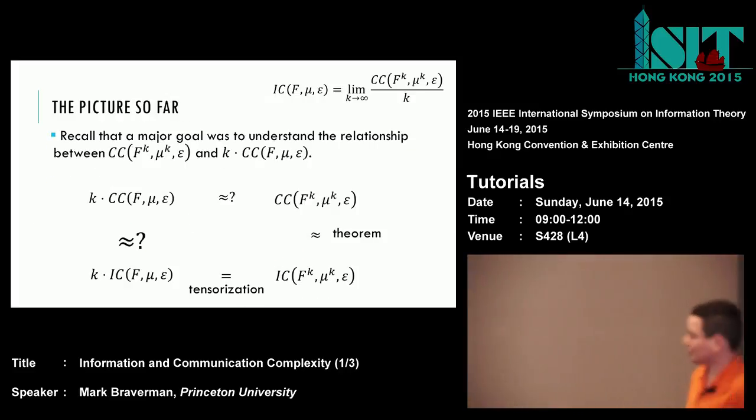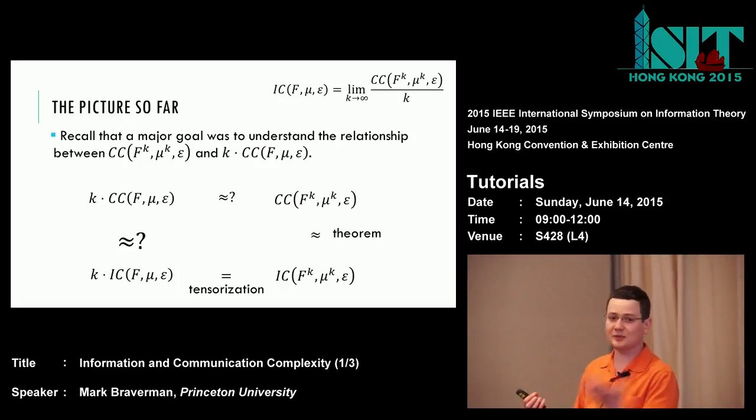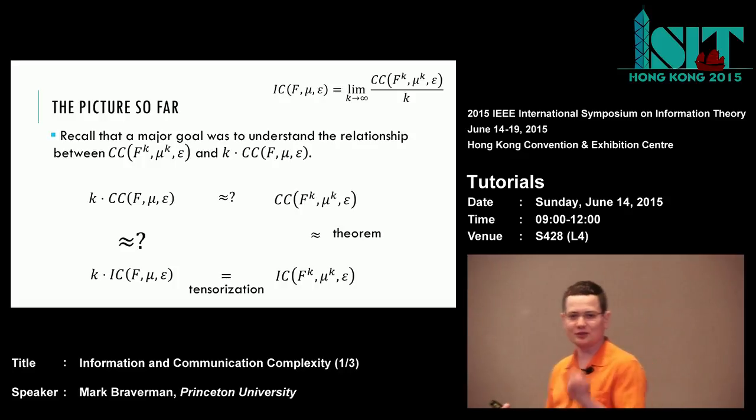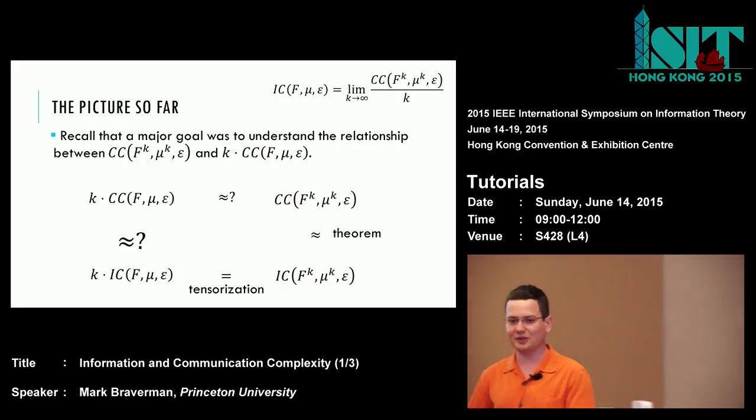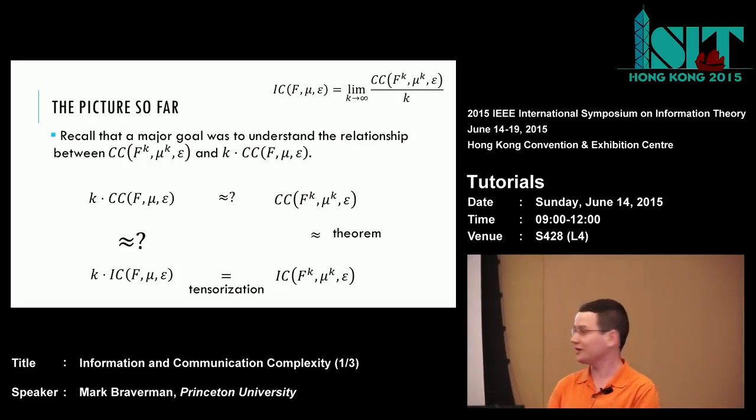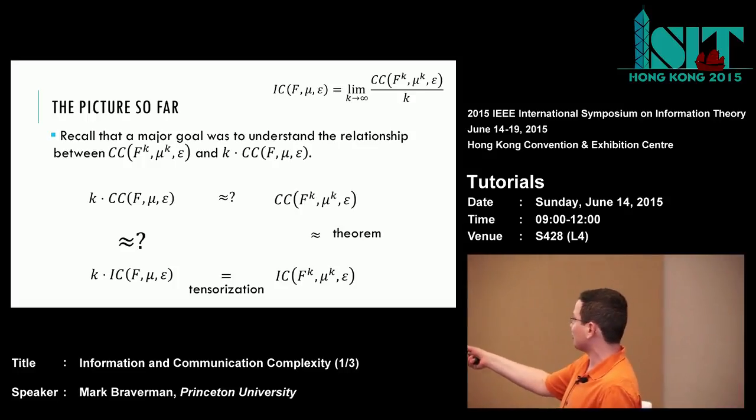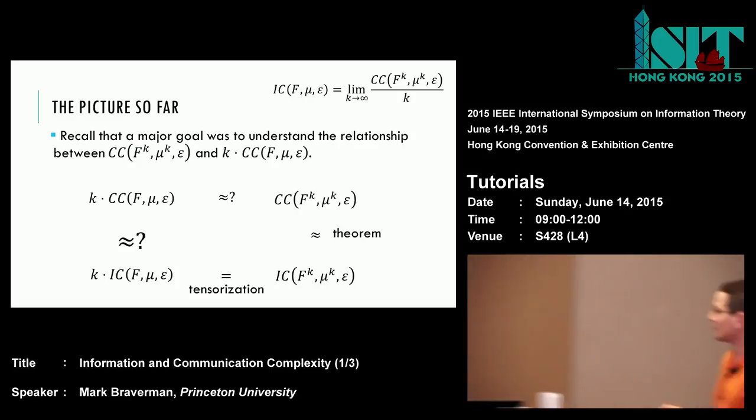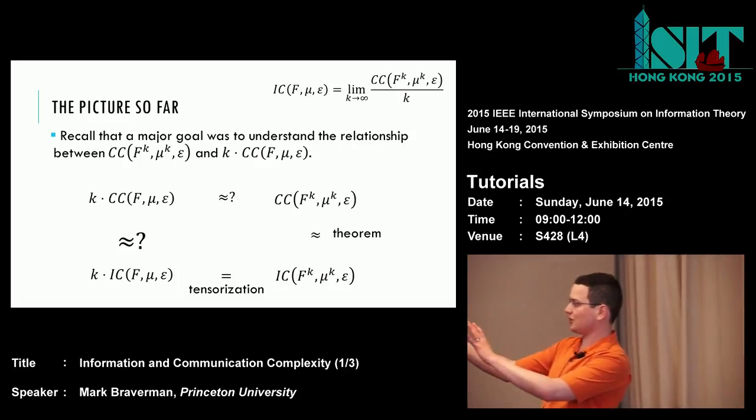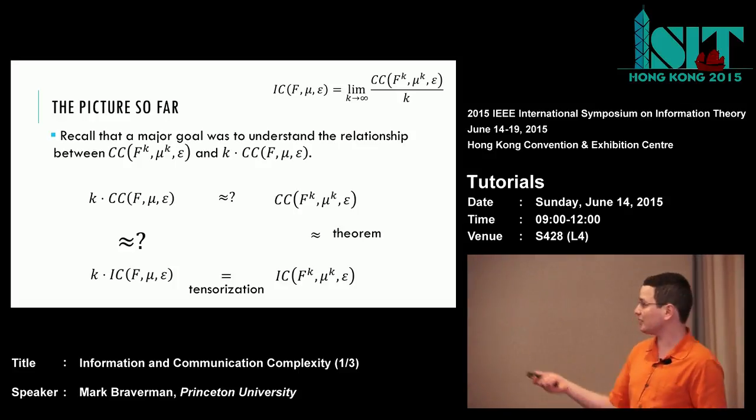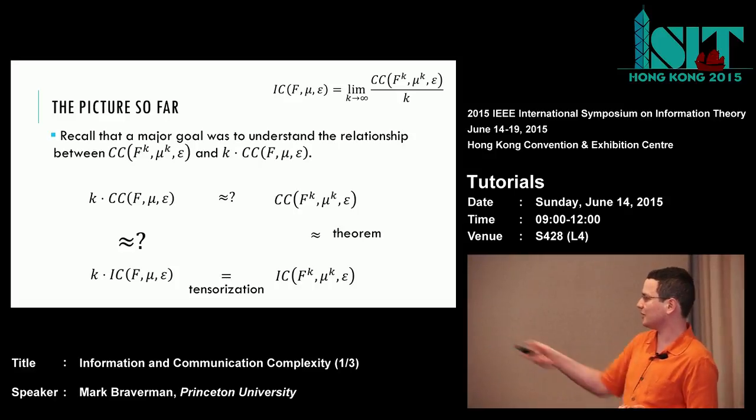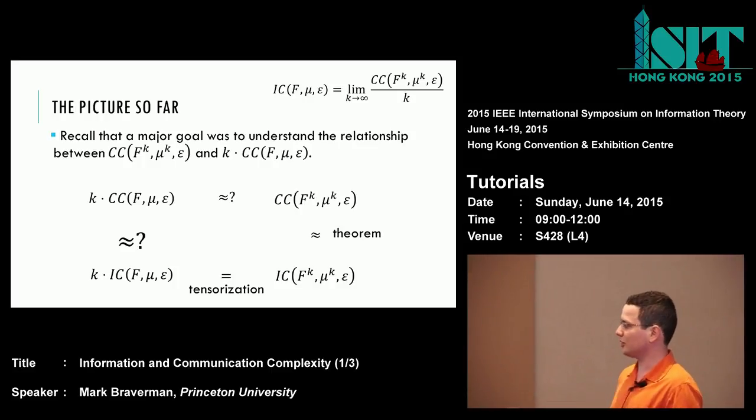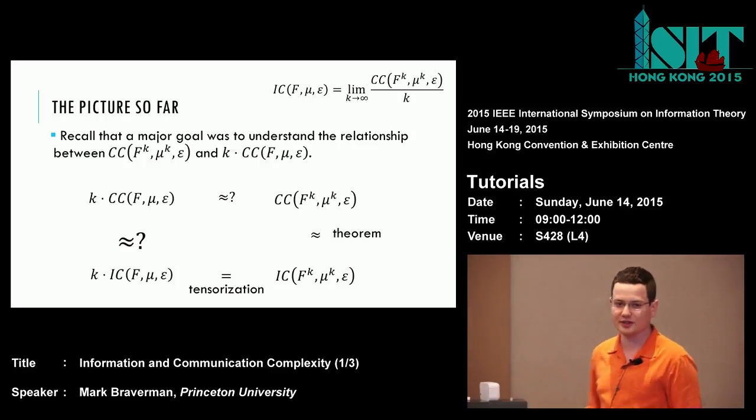OK. So just to recall, remember that we started this conversation because we wanted to understand the direct sum question. Do I get a volume discount when I try to solve many copies of f simultaneously? Is it true that the cost of many copies of f is k times the cost of one copy? Well, this question doesn't talk about information complexity at all, but since we already introduced those, let's write them down. So here downstairs, there is a perfect equality because IC tensorizes, just like Shannon's entropy.